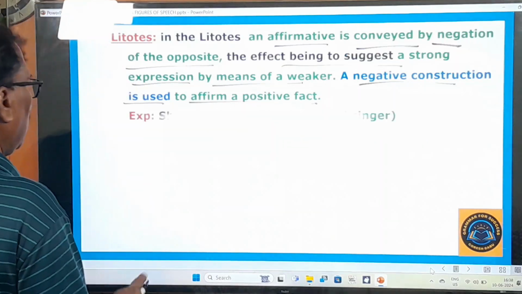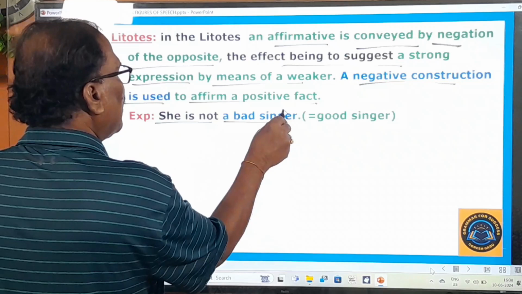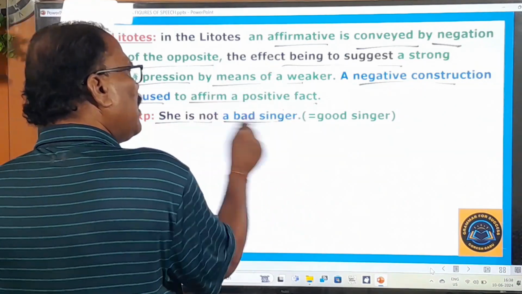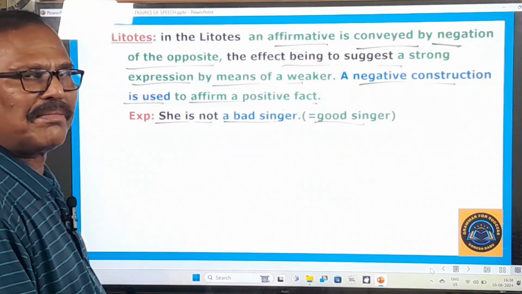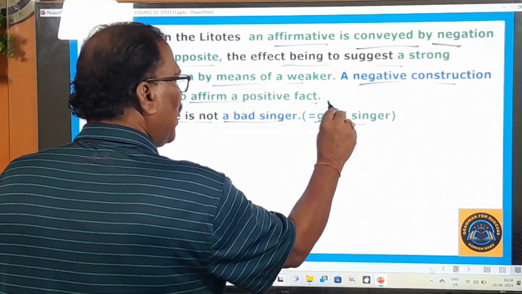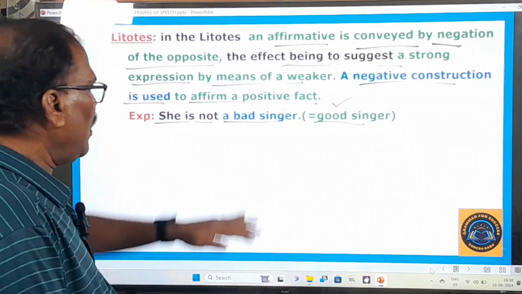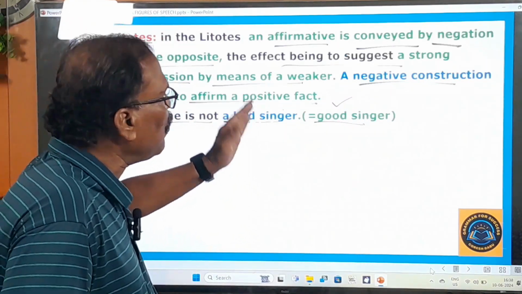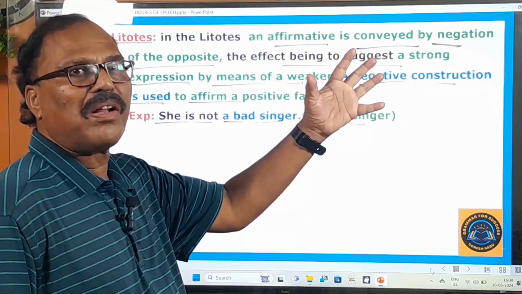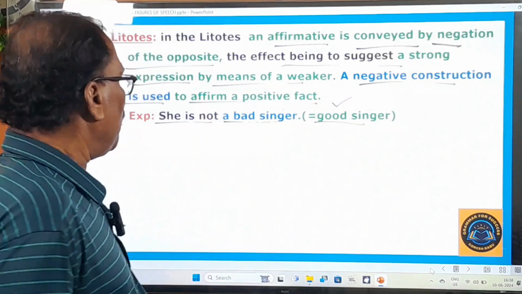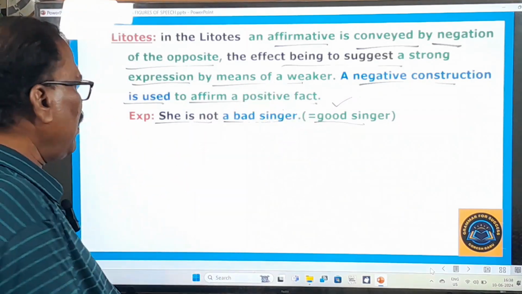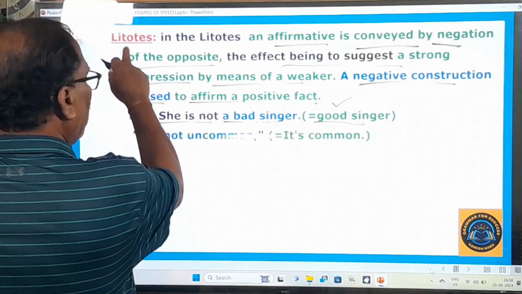How? Let us see that here. She is not a bad singer. Chetta singer kaadu ante she is a good singer automatically. By making this negative construction, you are conveying a positive fact. By saying this negative thing, we are saying a positive thing. He is not bad, meaning what? He is good. She is not a bad singer means she is a good singer only. That's the meaning. So similarly, that's called Litotes.